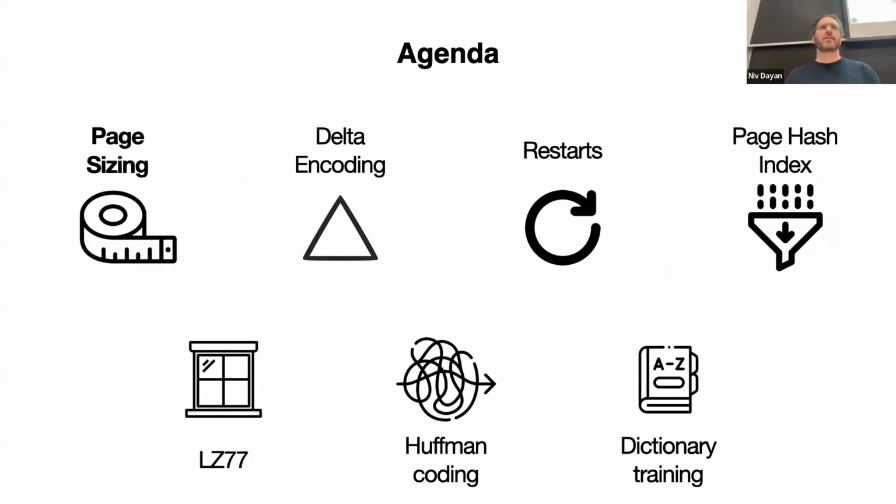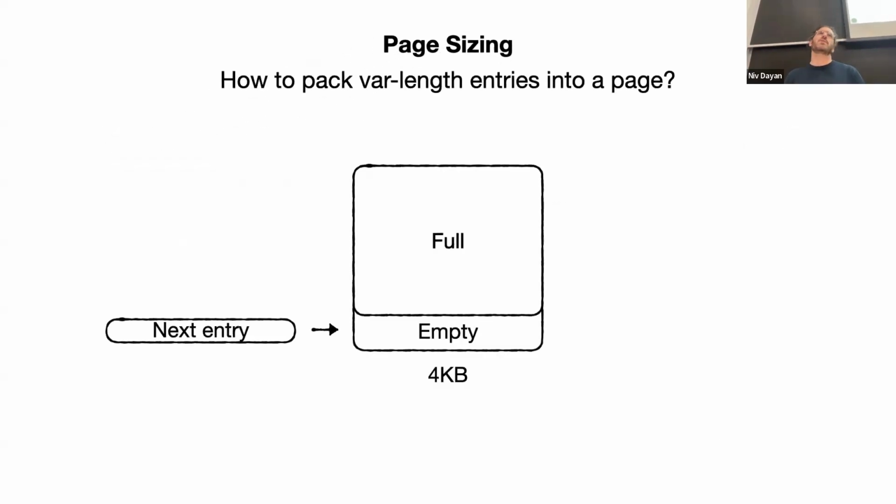Okay, so the first thing I want to talk about is we're assuming here that we're storing variable length data. So there's a question of how to actually size the pages of the database. Here's something naive that you can do. Here you're packing a page. This is a 4 kilobyte page, and let's suppose that this is data that we've already filled up.